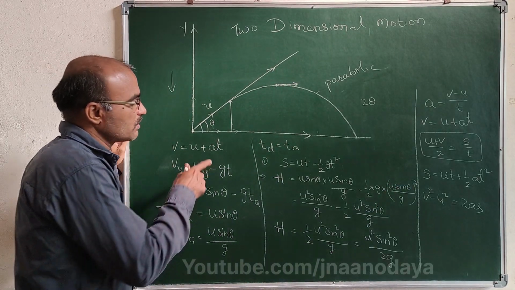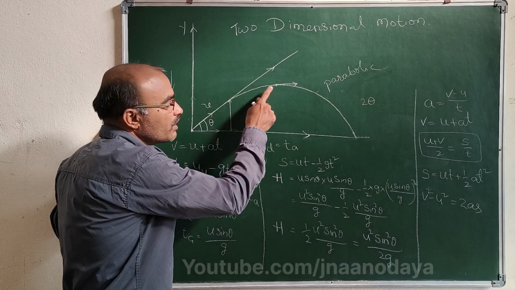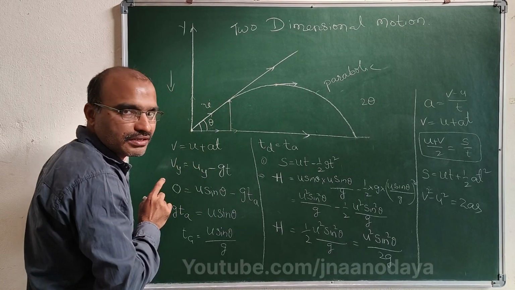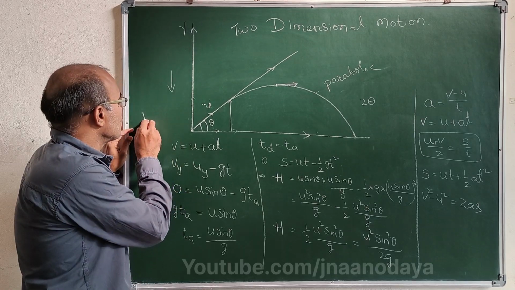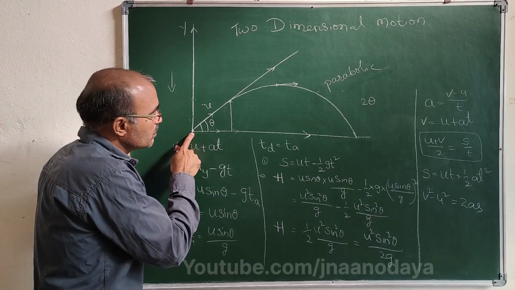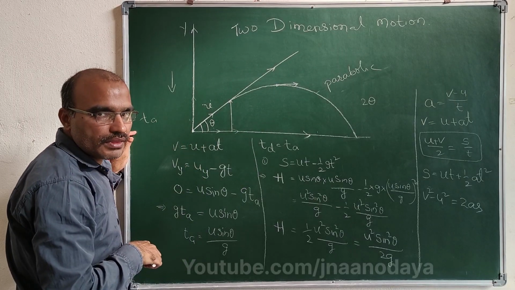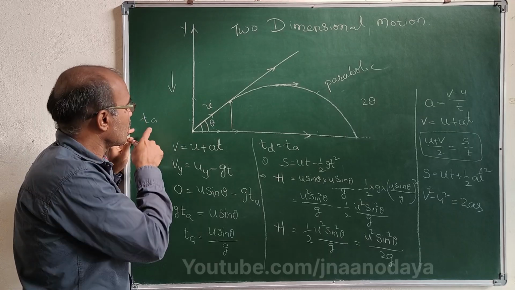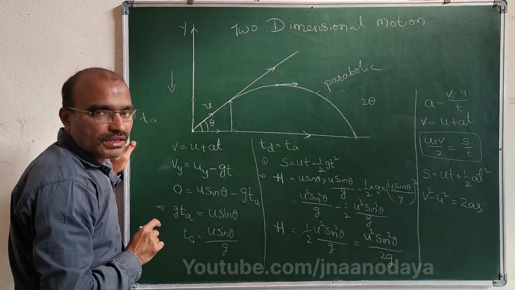Now, for the object to reach the maximum height from the point of projection, some time will be taken, isn't it? That time is called time of ascent. Time of ascent is defined as the time required for the object to reach from the point of projection to the maximum height. For calculating time of ascent, we use the formula v is equal to u plus at.